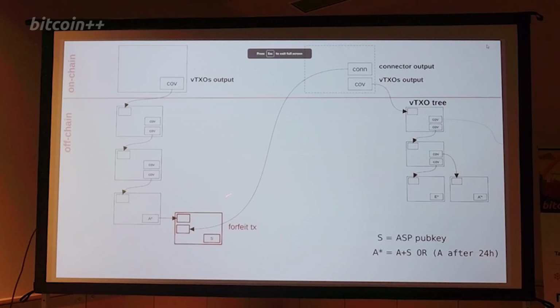Now, obviously, there's going to be a lot of these inputs and a lot of these outputs, and we don't want to create a whole lot of connector outputs, so we can just do the same trick as we did with this. It can just be a whole tree of connector outputs, and each of these corresponds to someone forfeiting one of their inputs and then creating new outputs, right? So that the ASP will have to unroll this tree if they ever have to contest Alice trying to claim her money back, but ideally this would never have to go on the chain.